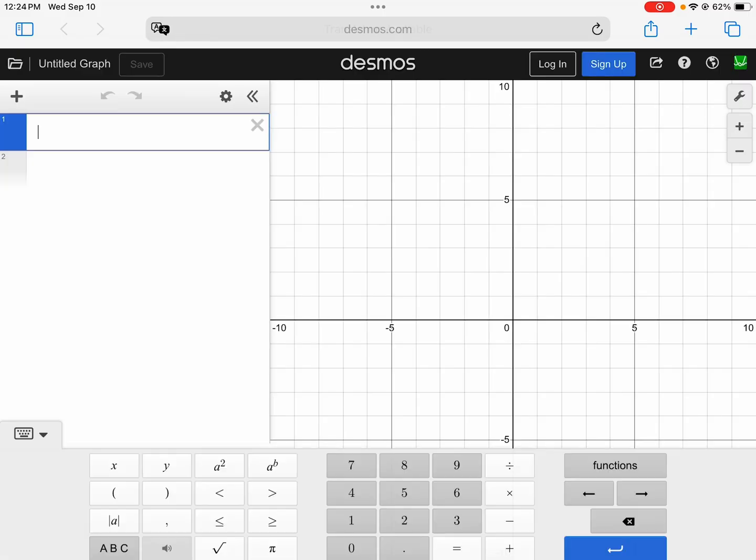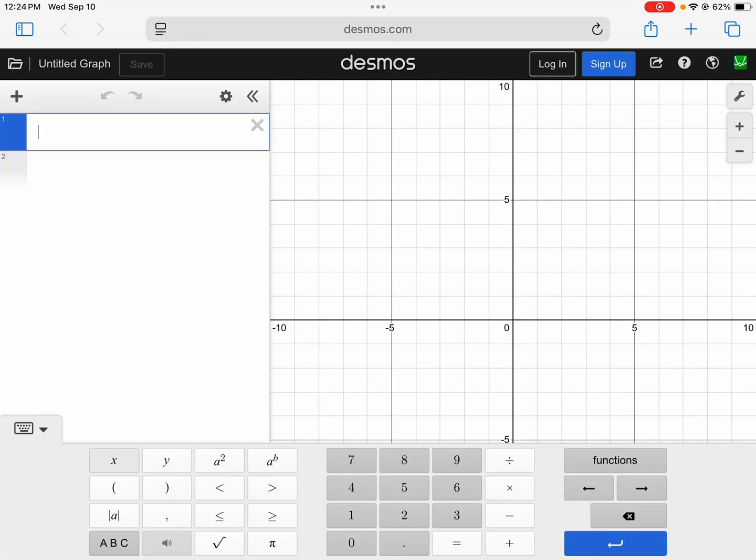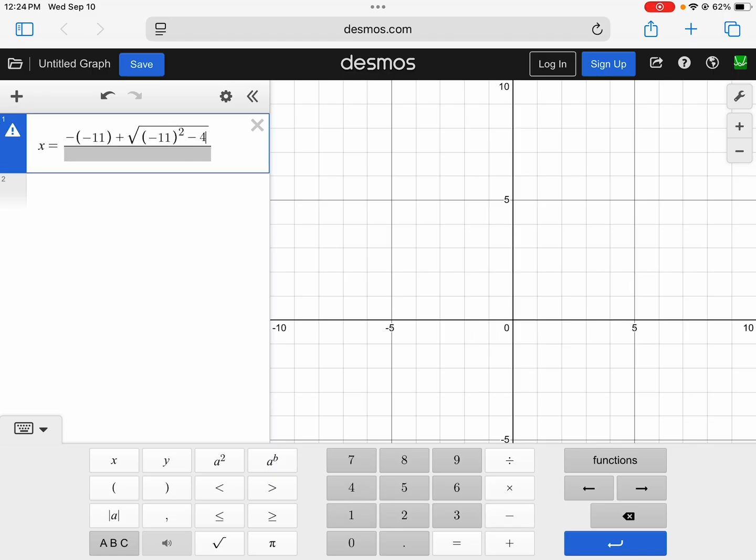Hopefully this loads up. Cool. So x equals first. Then I click the division sign right away to make sure the entire thing's a fraction. And then it was negative parentheses negative 11. We can't do plus or minus, so we're just going to do plus first. Add our square root. Then it was parentheses negative 11 squared minus 4.